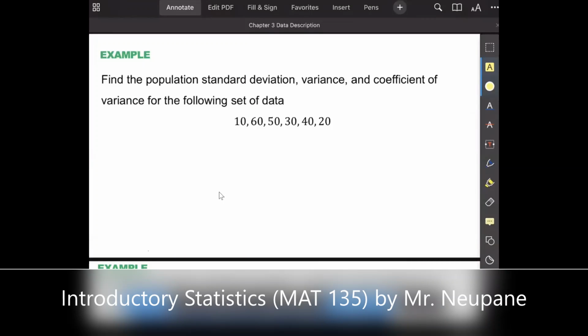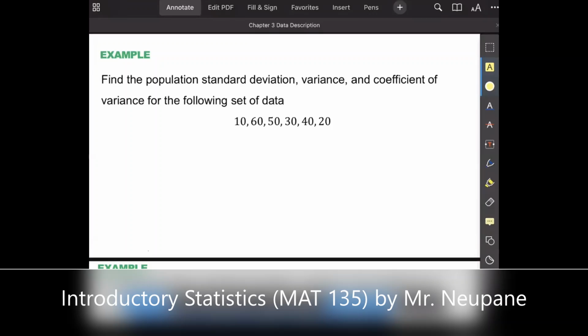Okay, now we are going to continue with the example on calculation of standard deviation. Can you see the example shared with you? Yes. Okay. So make sure you are also ready with your calculator because you'll also be calculating along with me.